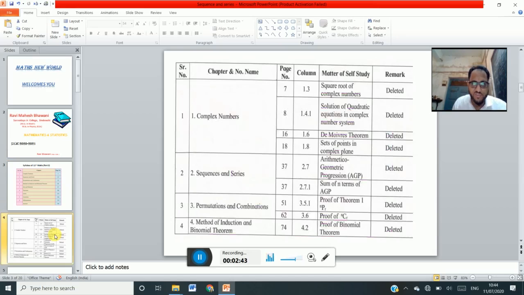That is actually this one. See here, from the first chapter most of the part is deleted. This complex number, page number 7, 8, 16, 18. This should be noted by you in your notebook.